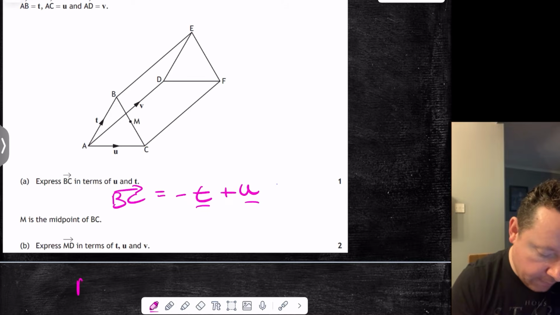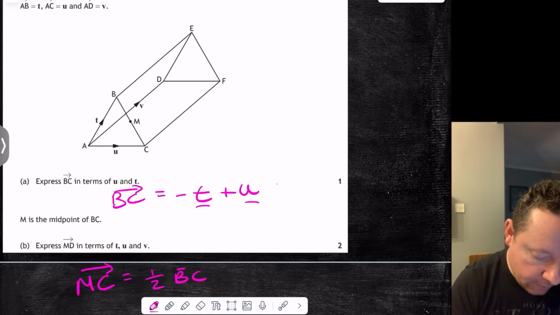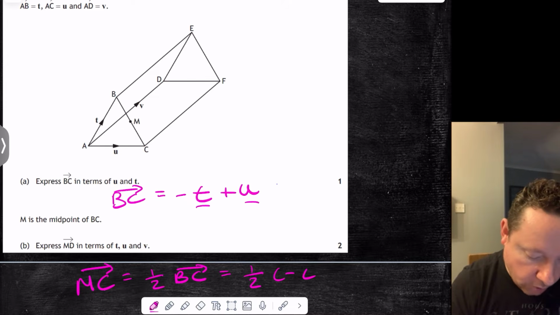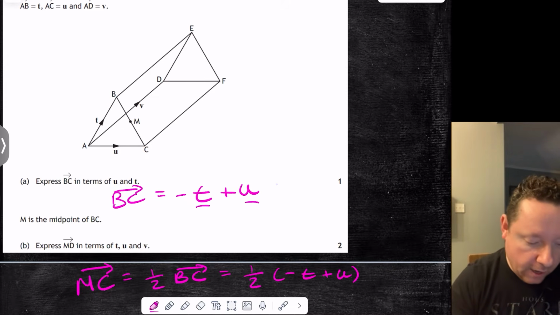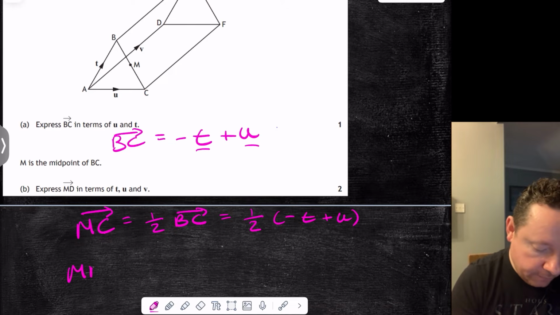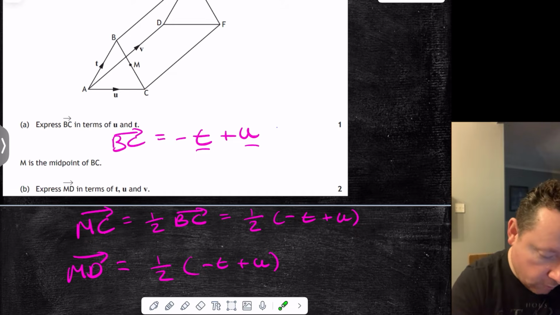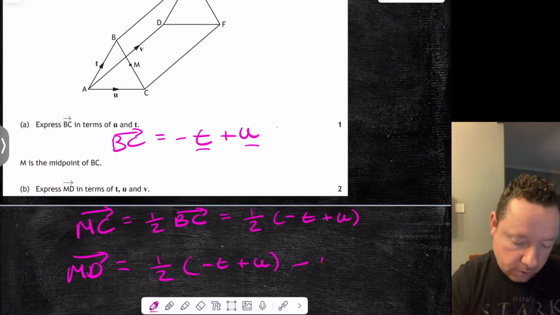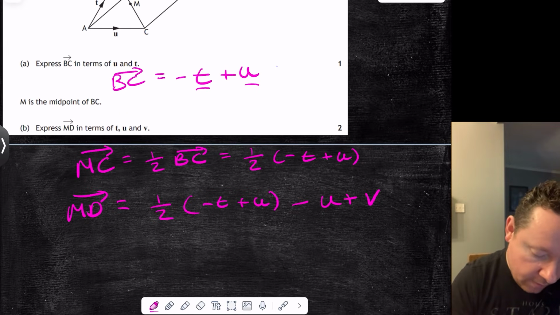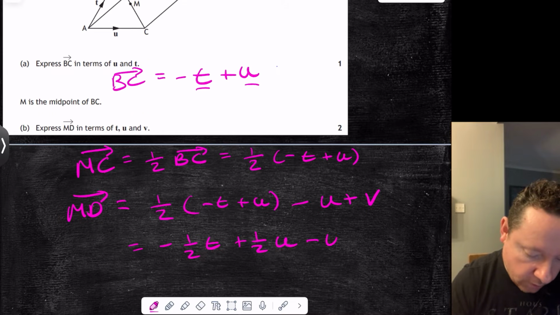So let's do that. M to C is equal to a half of B to C, which is equal to a half of minus t plus u. So now we know that, then M to D is simply looking at our route, a half of minus t plus u. And then once we've done that, we go minus u plus v. Simplifying that, that's all minus a half t plus a half u minus u plus v.